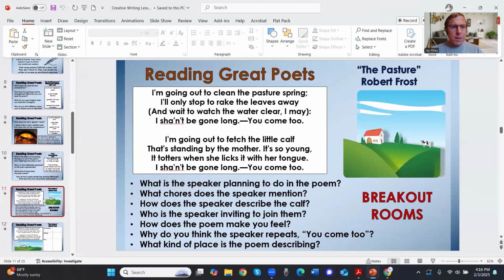So let's go ahead and take a look at a different type of free verse poem. This is a narrative poem, and it's written by one of my favorite poets, probably my favorite poet, Robert Frost.